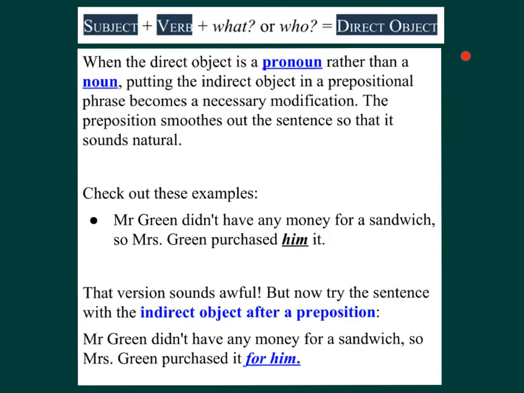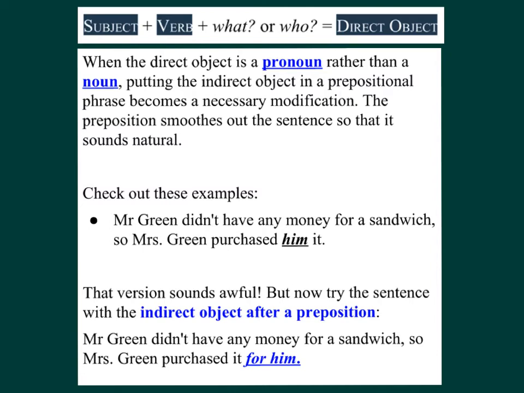When the direct object is a pronoun rather than a noun, putting the indirect object in a prepositional phrase becomes a necessary modification. The preposition smooths out the sentence so that it sounds natural. Check out these examples. Mr. Green didn't have any money for a sandwich, so Mrs. Green purchased him it. This version sounds awful. But now try the sentence with the indirect object after a preposition.